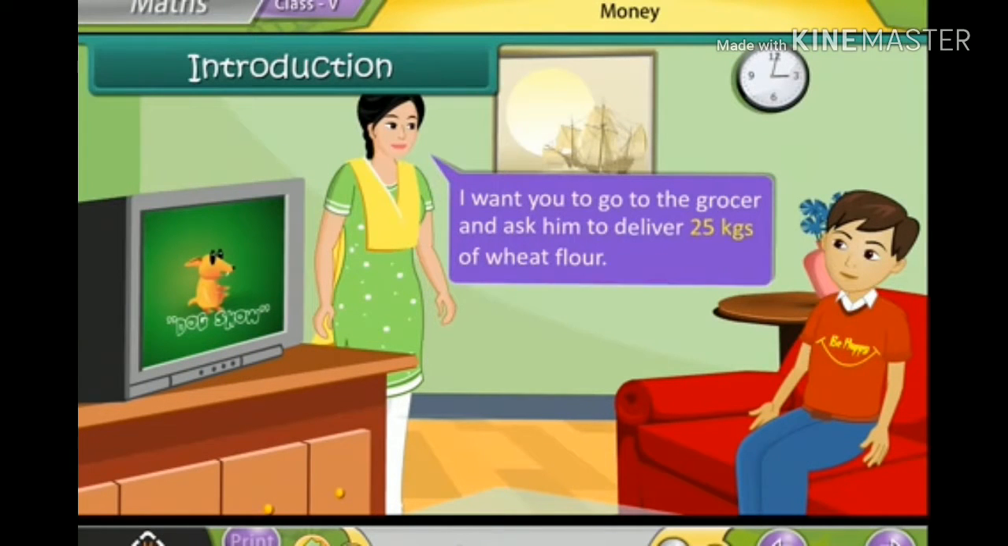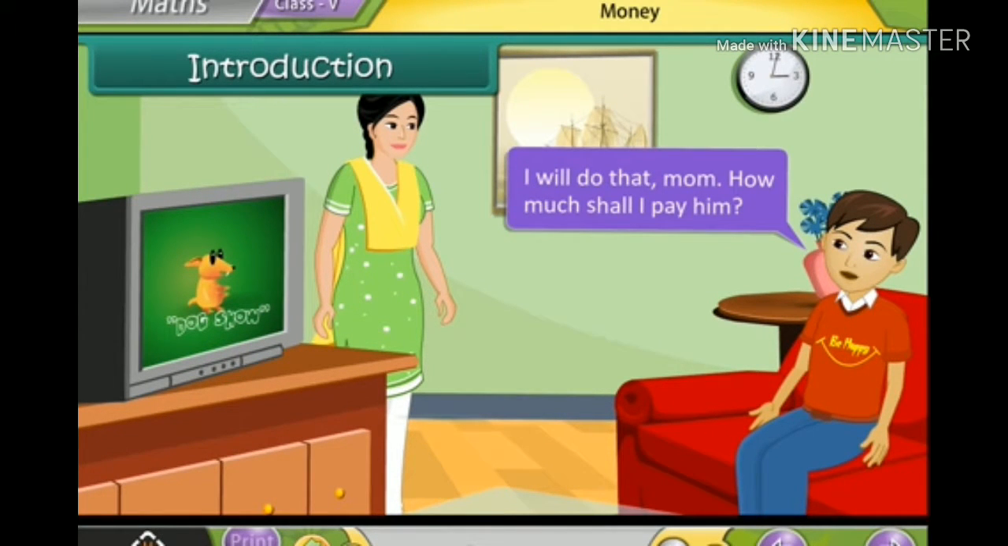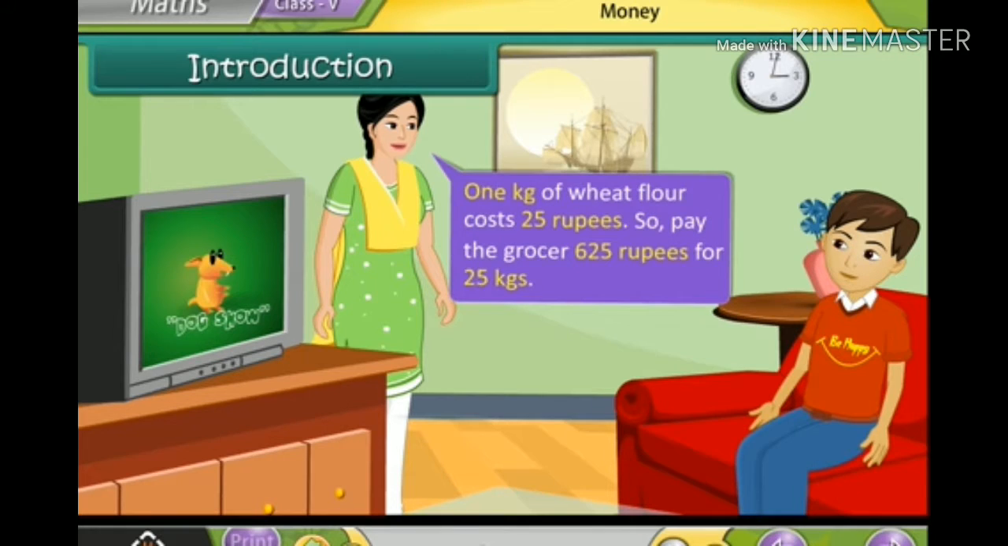Flour, okay? I'll do that, Mom. How much shall I pay him? 1 kg of wheat flour costs 25 rupees. So pay the grocer 625 rupees for 25 kgs.